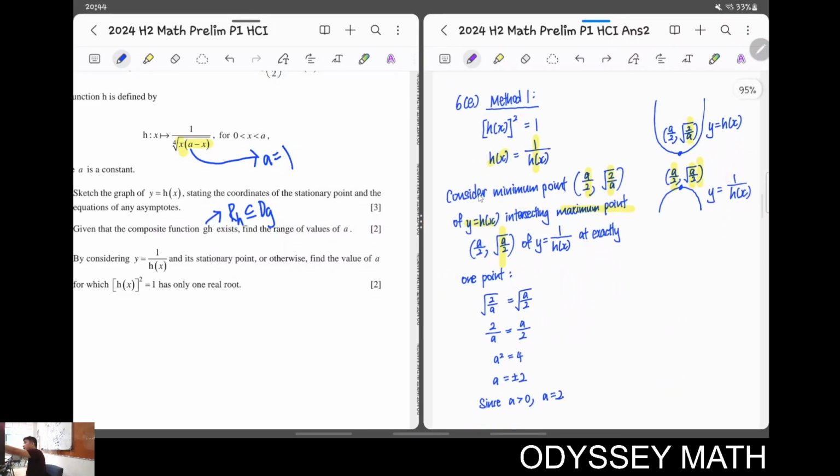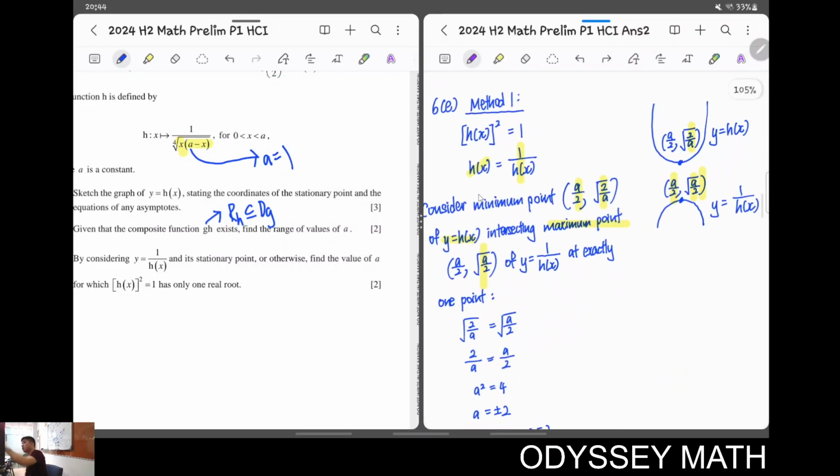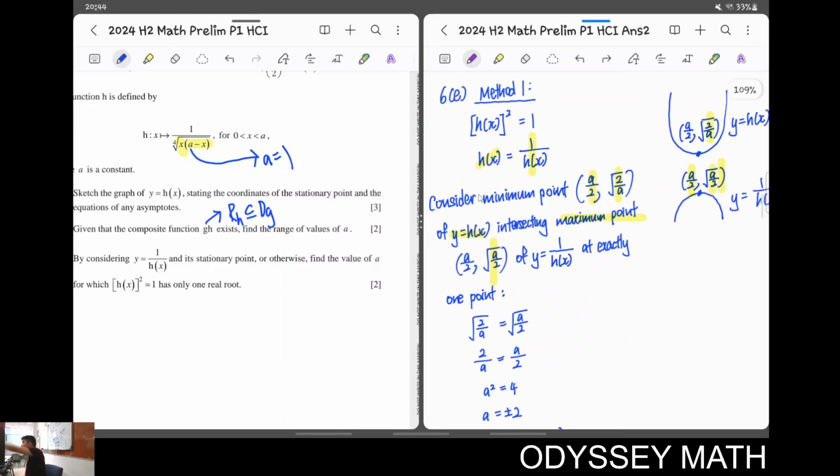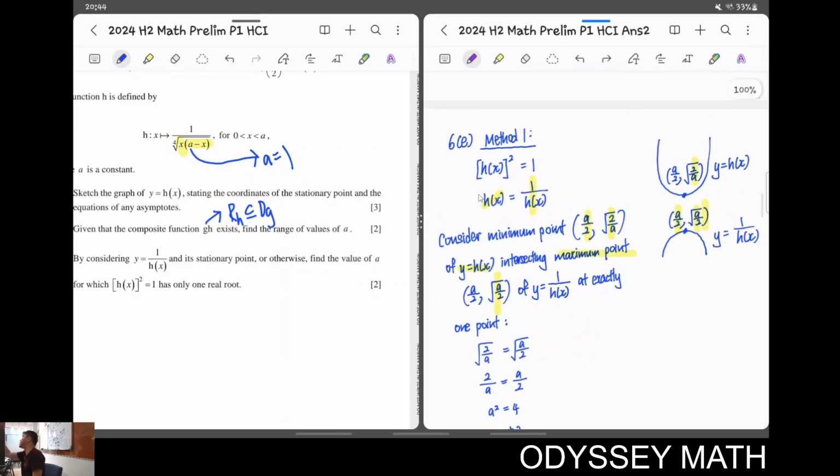So now that I have these two graphs, in order for them to... Oh, by the way, you know how these two graphs look? Why is it like that? Again, you let a be 1, and then you plot out 1 over h(x). You can plot this out to notice that actually it's a smiley graph. Sorry, it's a sad graph. Understand or not? Then you know that. That's why you have to plot out. Even for this, you need to plot out.